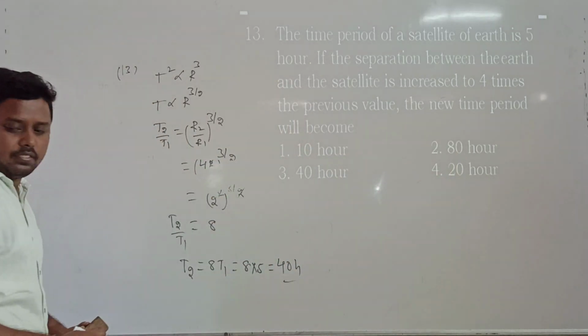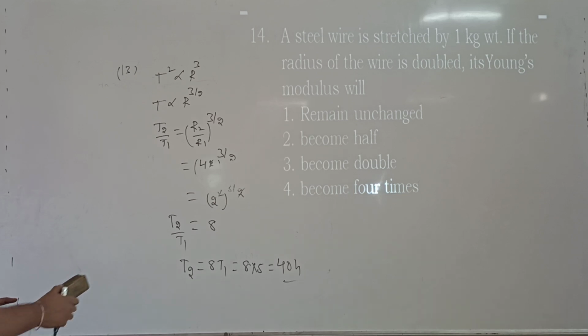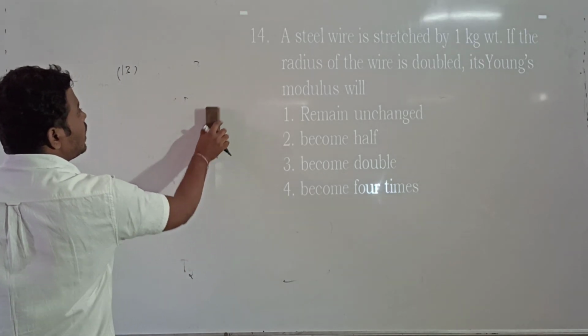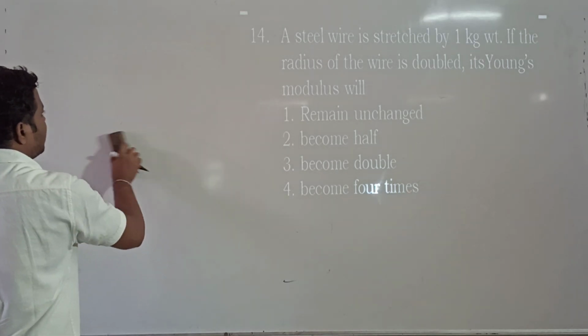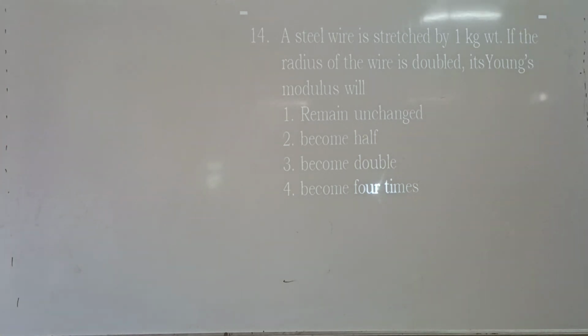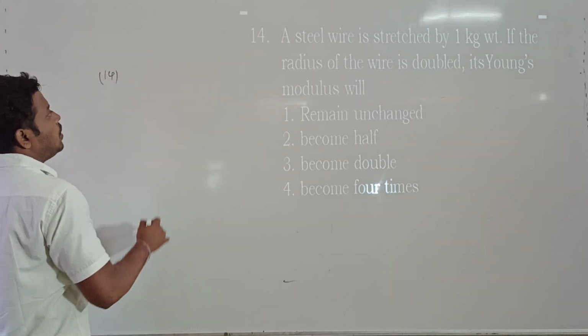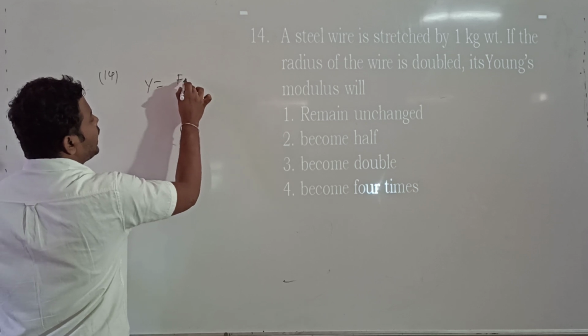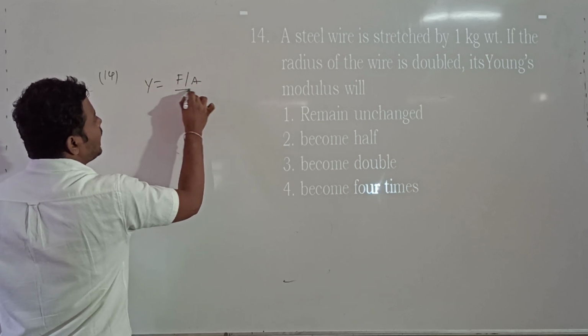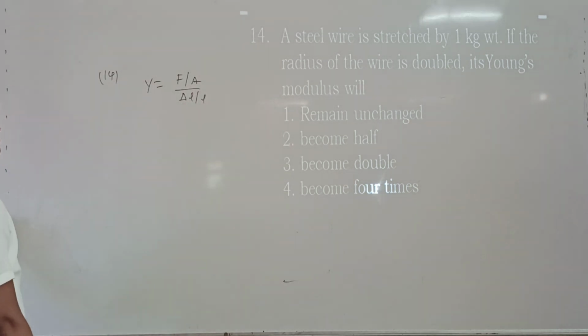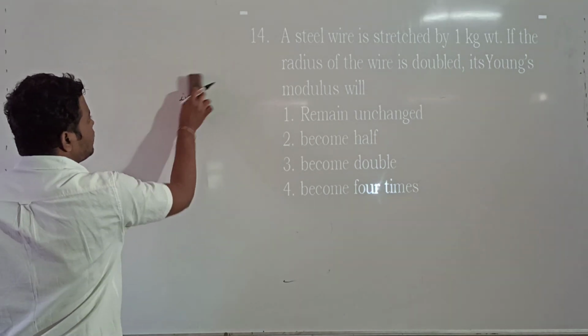Next one. Question number 14. Steel wire is stretched by 1 kg weight. If the radius of the wire is doubled, what happens to the Young's modulus value? So Young's modulus depends only on the nature of the metal. So steel, or whatever the diameter you take, Young's modulus value is the same. Young's modulus formula is longitudinal stress divided by longitudinal strain. So F by A divided by delta L by L. Are you getting it? So Young's modulus value remains unchanged because of changing the radius of the wire. Okay? So it remains unchanged. Which option? 14 is the first option. Next.